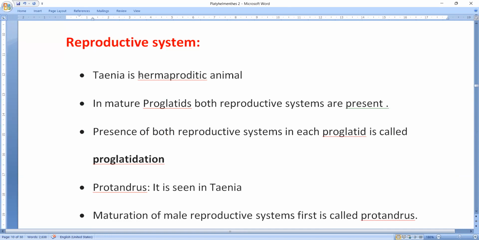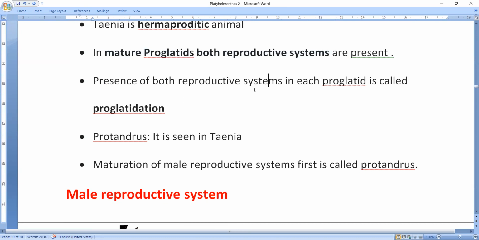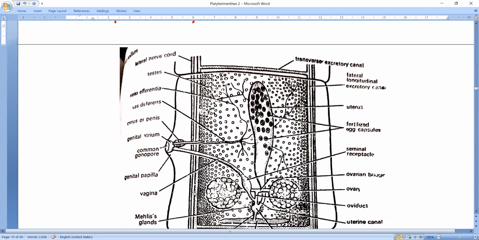Reproductive system. Taenia solium is a hermaphroditic or bisexual animal. In mature proglottids, both reproductive systems are present. Presence of both reproductive systems in every proglottid is called proglottidation. In Taenia solium, the male reproductive system develops first. That condition is called protandrous. So this is the male reproductive system. If you observe closely, highly branched ducts are seen.